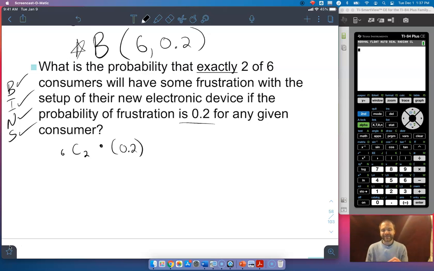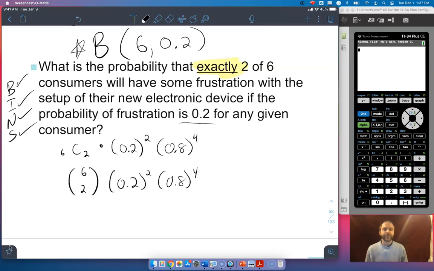How many successes am I looking for? I'm looking for exactly 2 successes, so to the second power. What's my probability of failure? 0.8 then, 1 minus 0.2. How many failures? Well, if there's 2 successes in 6 trials, that means I have 4 failures. Or I could write it as 6 over 2, no fraction bar, people. No one likes that student that puts a fraction bar in the binomial coefficient shorthand. And then I have 0.2 squared times 0.8 to the 4th power.